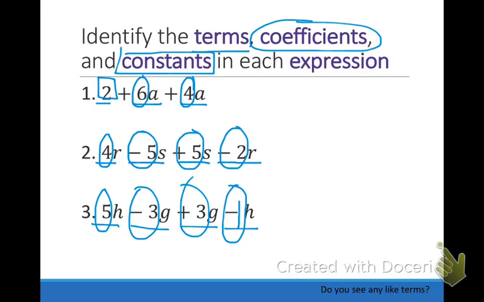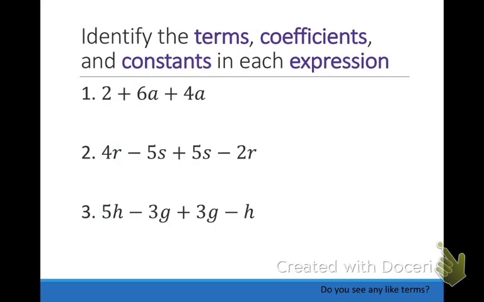So now, on the right side of your paper, can you take these same three expressions and identify any like terms that you see? All right, so let's check it out. As I look at number 1, I see the number 2 to start off my expression. However, I do not see any other values that don't have a variable, so I do not think that is a like term to anything else. However, I see 6a and 4a. They have the same variable, the letter a, so those would be my like terms.